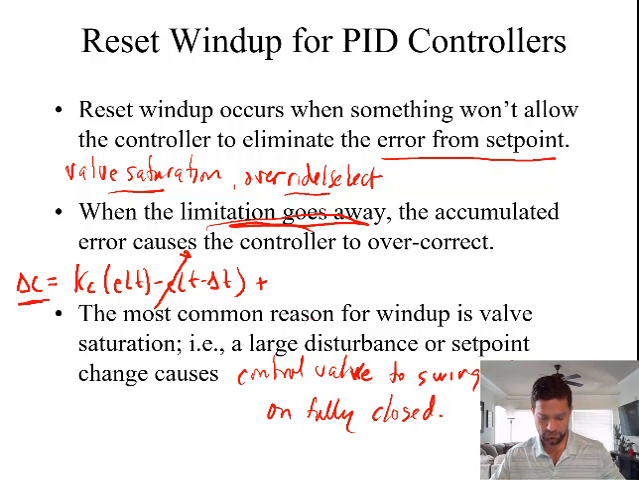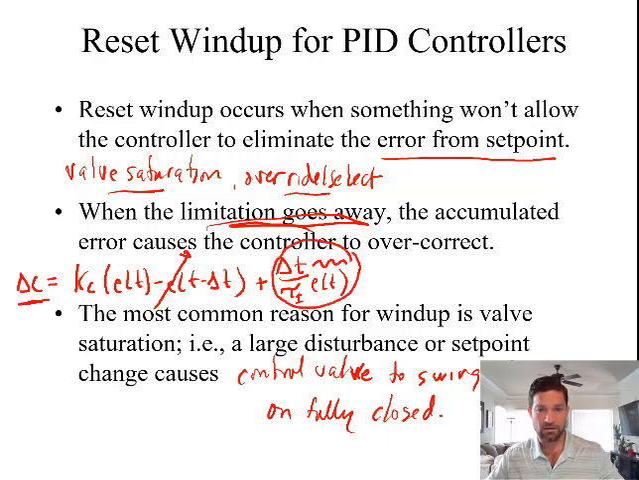If we look at the integral term, this is going to be plus delta t, the time interval over which the DCS makes the measurement, over tau I, which is the reset time, times the error at the current time. If you have a sustained error, this term will always be non-zero. So at every time period in which a change is requested, this term is going to accumulate.